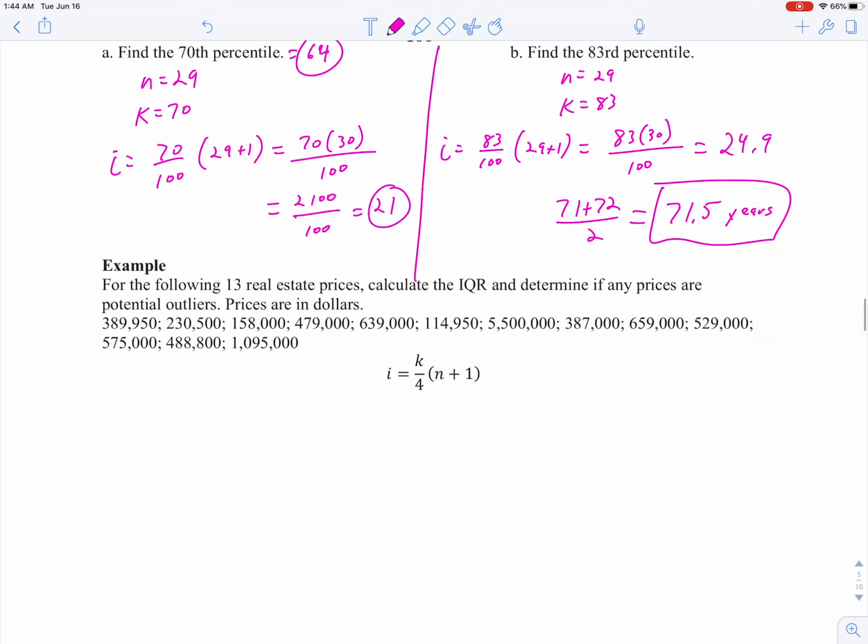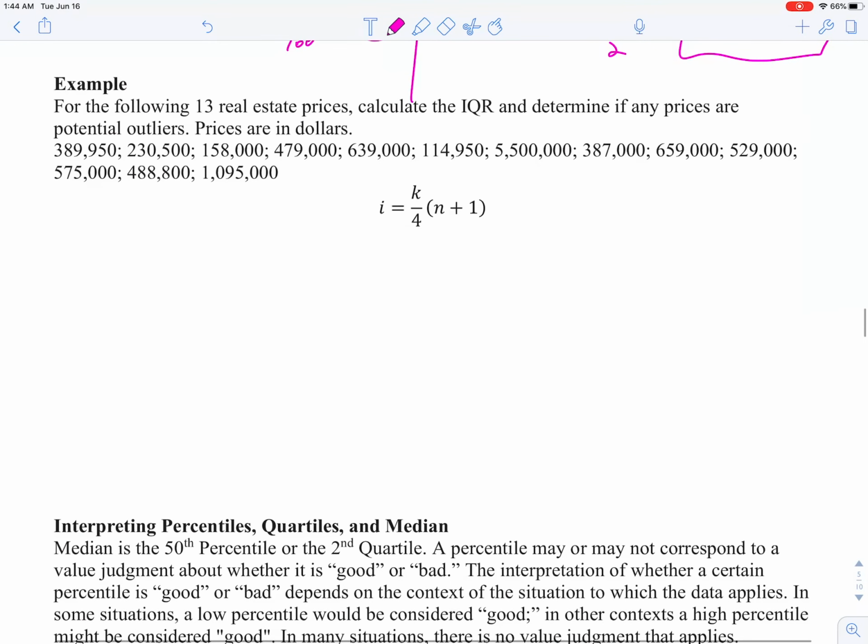All right, let's keep going here. Another example. For the following 13 real estate prices, calculate the IQR. I'm going to show you what that is in just a second, and determine if any prices are potential outliers. These prices are in dollars. So we have a few things to do. The IQR means interquartile range, so the range, the distance between the quartiles.